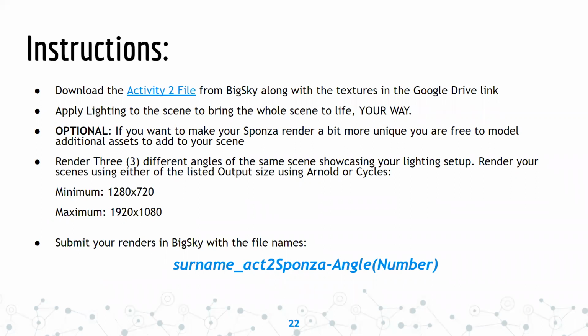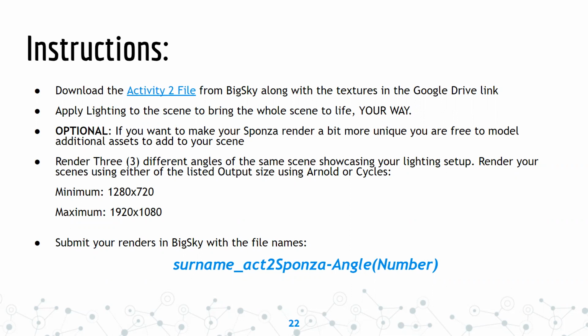I suggest that you do this first, no? So download the activity 2 file from Big Sky along with the textures in the Google Drive link. Apply lighting to the scene to bring the whole scene to life your way. Optional, if you want to make your render a bit more unique, you're free to model additional assets to add to your scene. But that is entirely optional. Hindi yan sasama sa grading natin, no?